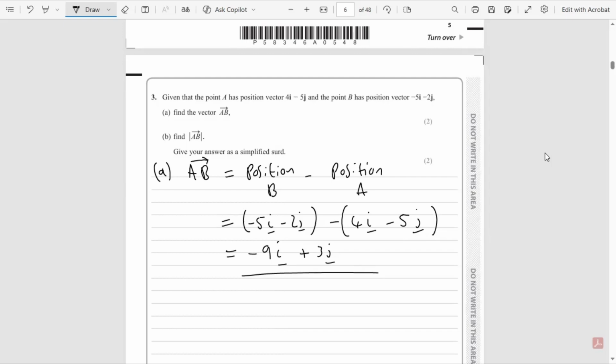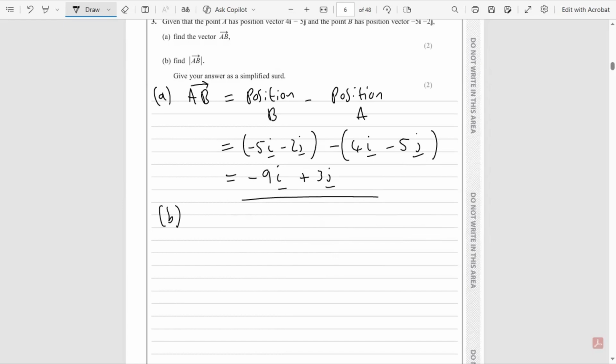Now for part B, find the magnitude of the vector A to B. So remember, the magnitude is just the length of that line for this vector. If you want to, you can think about this as a right angle triangle. So the vector is going 9 to the left, and it's going 3 up, like this. So the vector is basically this dotted line there in this direction. The length of that line, we can just use Pythagoras. So that's 3 up there.